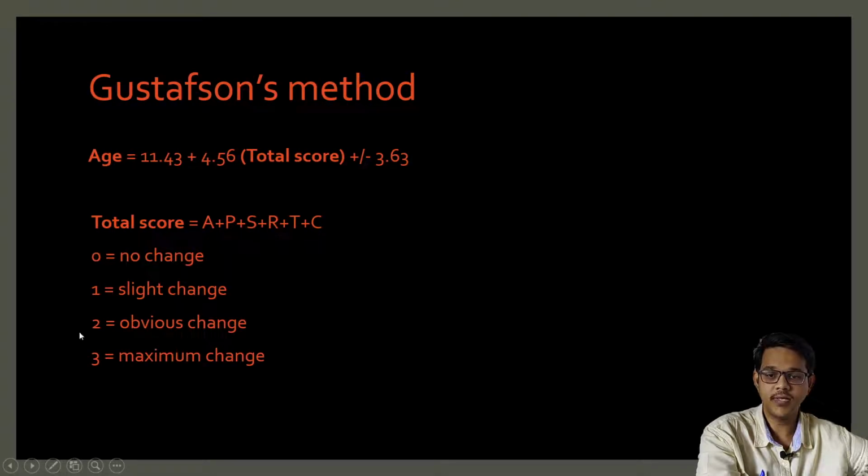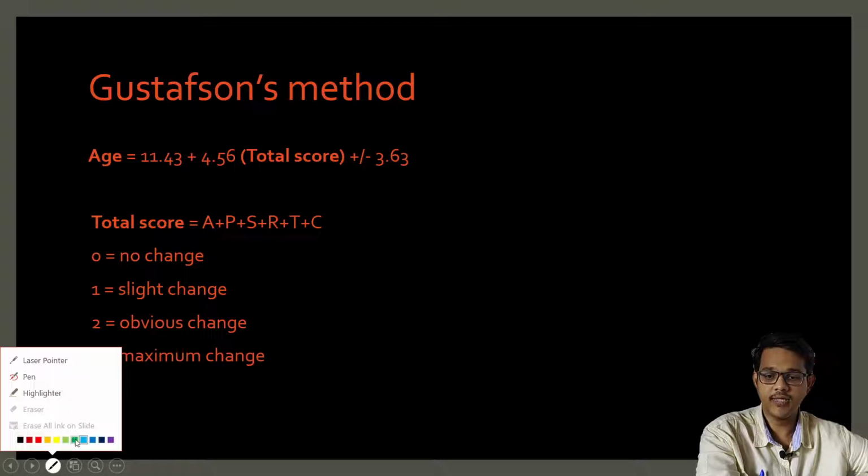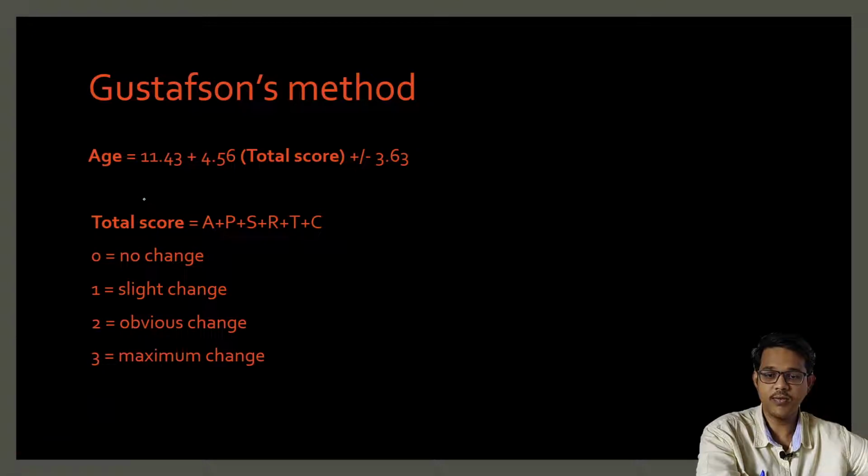Using the Gustafson method, we can calculate the age based on the grading. As I told you, each characteristic is graded into 0, 1, 2, 3, and after the grading, each is added. So the total score includes A plus B plus S plus R plus T plus C. After adding, the total score is multiplied by 4.16 and added to 11.143, which gives the approximate age in years, plus or minus 3.63.